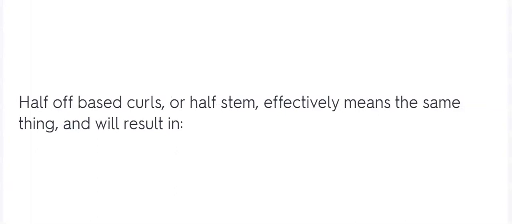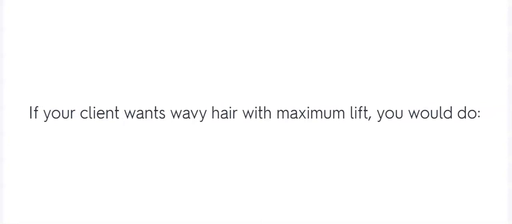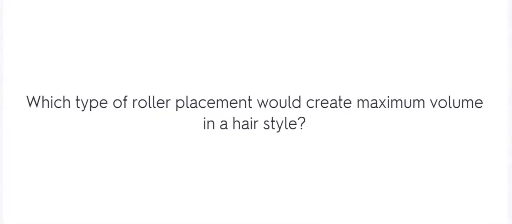On base curls, whether achieved by a roller set or a hot tool, will result in maximum volume. Half off-base curls, or half-stem, effectively mean the same thing and will result in medium volume. Full-stem or off-base achieve the same result: the least volume lift. If your client wants wavy hair with maximum lift, you would do large rollers on base. Which type of roller placement would create maximum volume in a hairstyle?